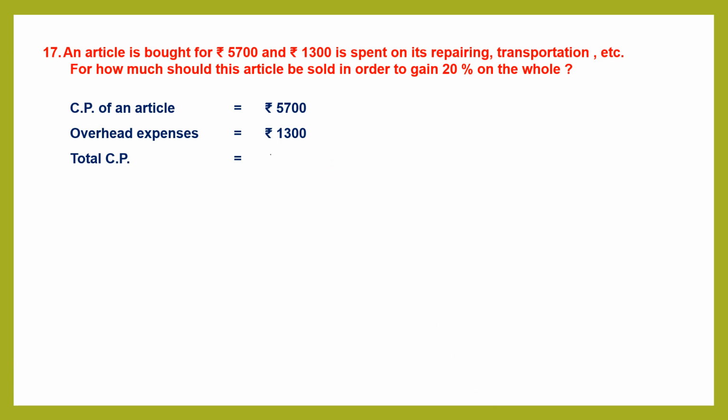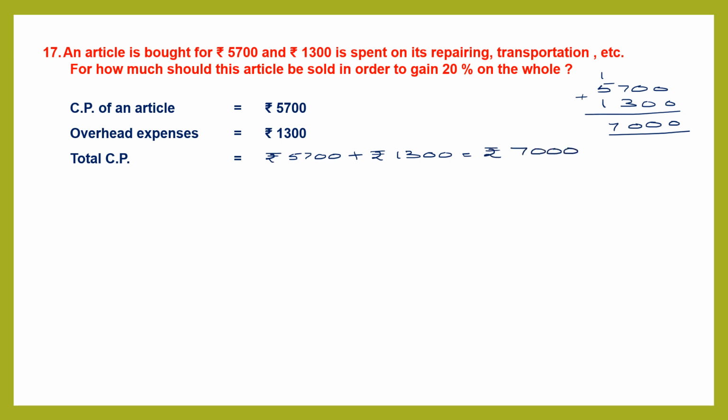So let's do that. So that will be 5,700 rupees plus we have to add 1,300 rupees. Now let's add these two, 5,700 plus 1,300. 0, 7 plus 3 is 10, carry 1, 5, 6, 7, that's 7,000. That means the total cost price is 7,000 rupees.